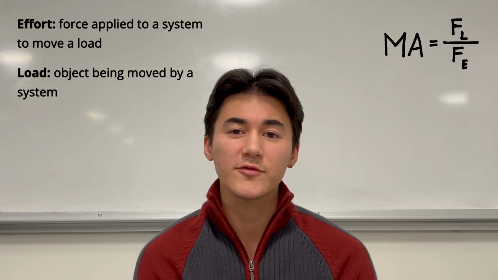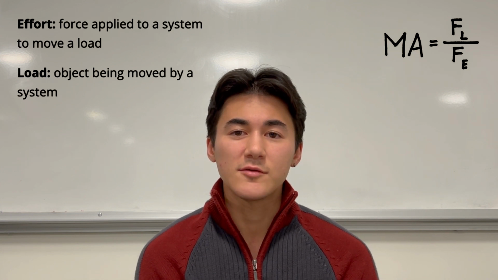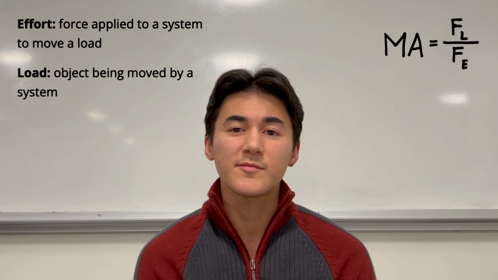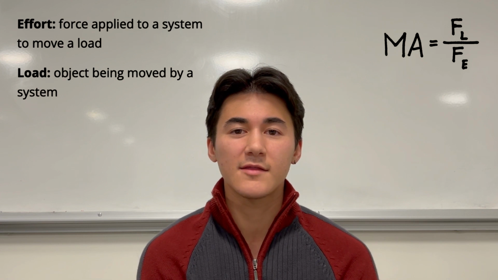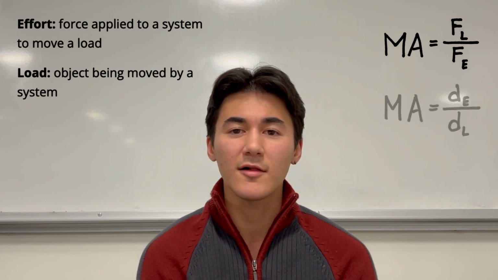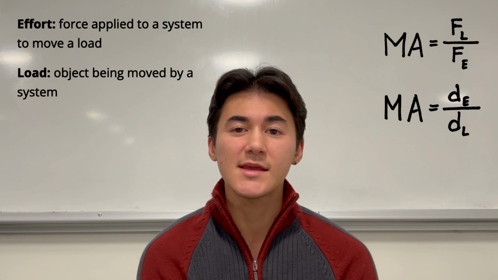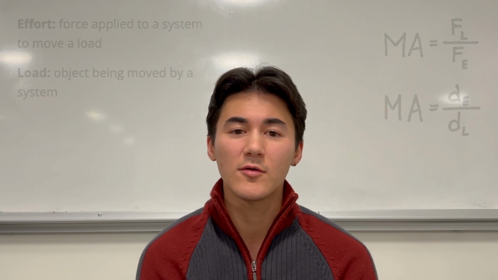This can be stated alternatively as mechanical advantage is equal to the distance moved by the effort in a system divided by the distance moved by the load. This can also be stated in the form of an equation as MA = DE / DL, where MA is mechanical advantage, DE is the distance moved by the effort, and DL is the distance moved by the load.